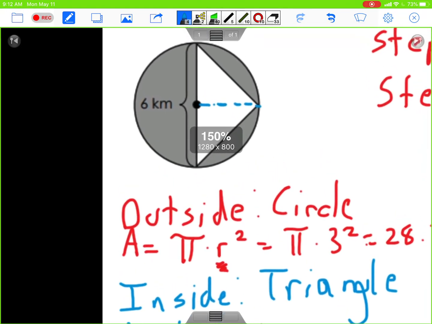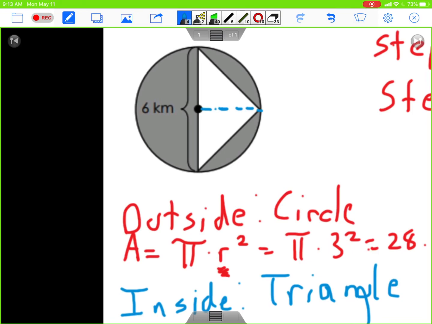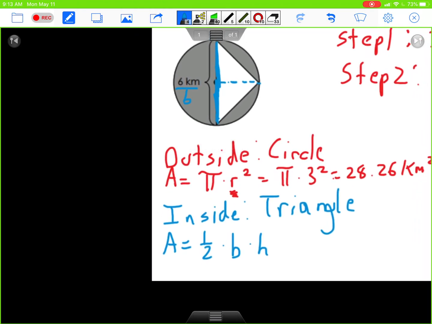Okay, and then that height is connected to the base. So if that dotted line is connected to this bottom side here, that means that this 6 has to be the base. So we have the base already. So it's going to be 1/2 times 6 times what? We got to find the height now.